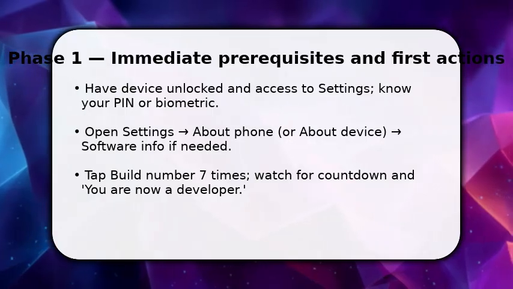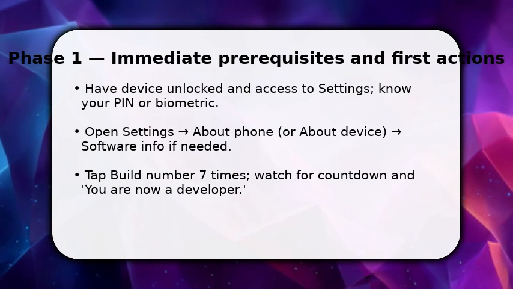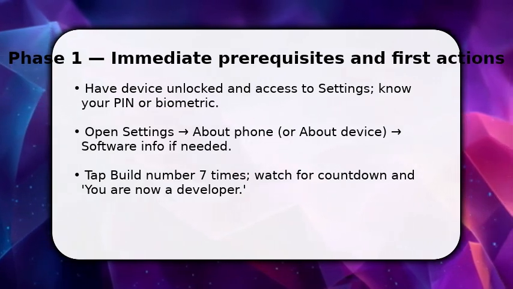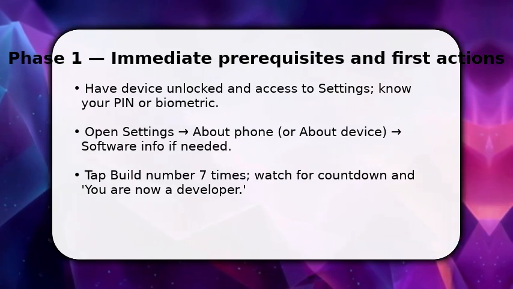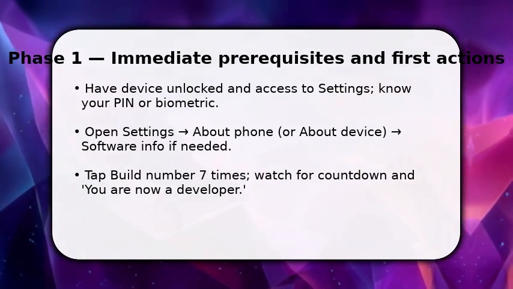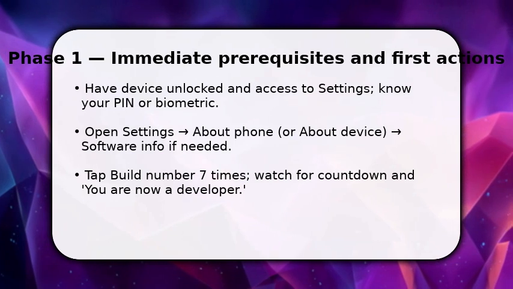You start with a few essentials. Make sure your phone is unlocked and you can enter its PIN or biometric. Open Settings, go to About Phone. On some devices, use Software Info and locate build number. Tap build number 7 times.